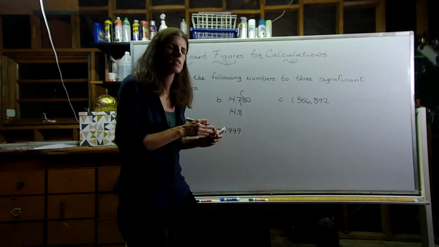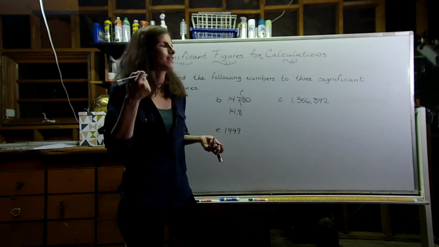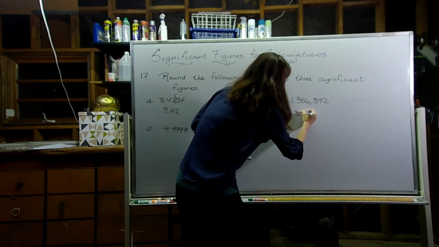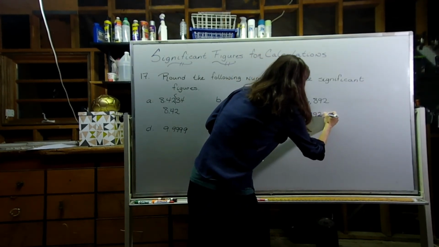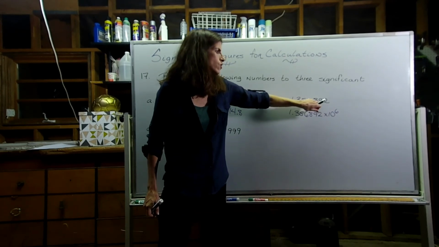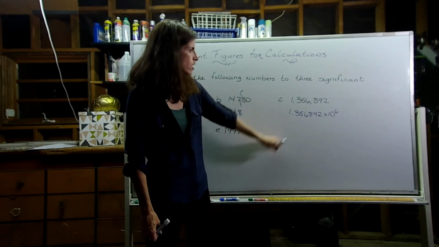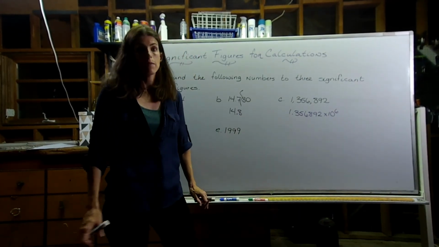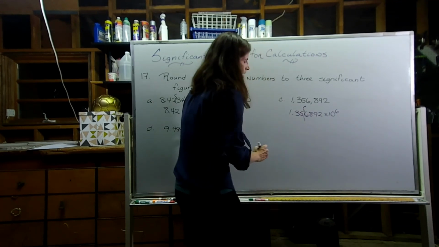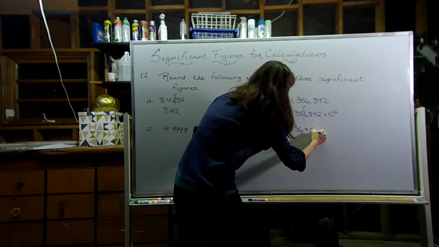On letter C, this is where it gets a little bit tricky. If you have a very large number with a small number of sig figs, then you need to use scientific notation. I'm going to convert this to scientific notation before I even start worrying about the sig figs. So my decimal point would be here. So I'd go over 1, 2, 3, 4, 5, 6 spaces. It's a big number, so I'm going to use a positive exponent. So 1.356892 times 10 to the 6. For 3 sig figs, we're just going to keep 1, 3, and 5. But I have a 6 after that. So my final answer will be 1.36 times 10 to the 6.